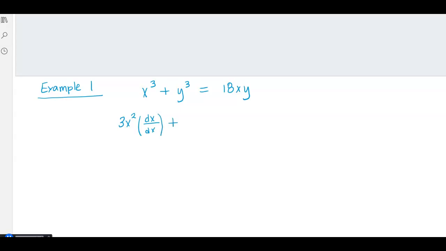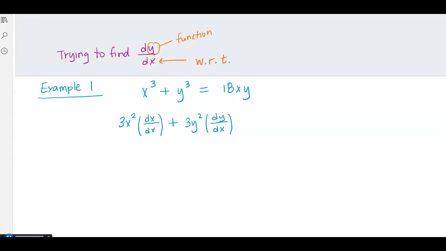Looking at the second term, similarly, I would have 3y squared dy/dx. I have just taken the derivative of y with respect to x. Again, we are trying to find dy/dx. And so this is the variable that we are saying is the one in charge, the one that we're taking the derivative with respect to. This denotes the function. So with respect to x.